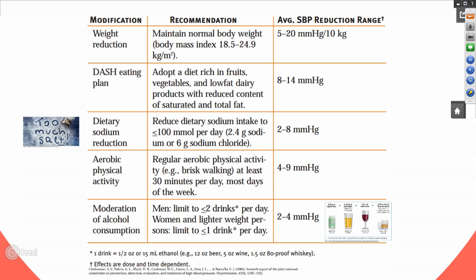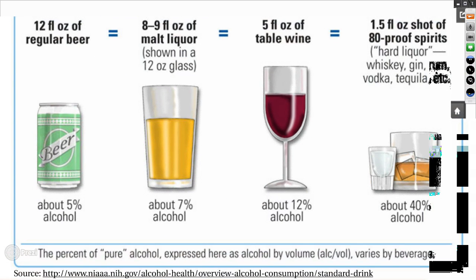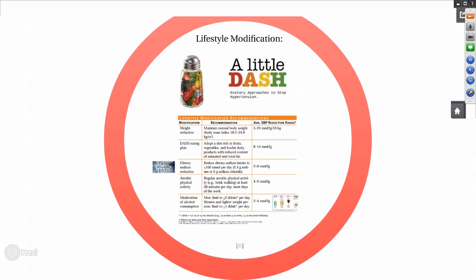So let's go into what moderation of alcohol means. It means one or fewer drinks per day for women, and two or fewer drinks per day for men. One drink is 12 ounces of beer, or if you go for the hard stuff, it's about half an ounce of the hard alcohol. I want to summarize this slide by saying adoption of a healthy lifestyle by all people is critical for the prevention of hypertension.